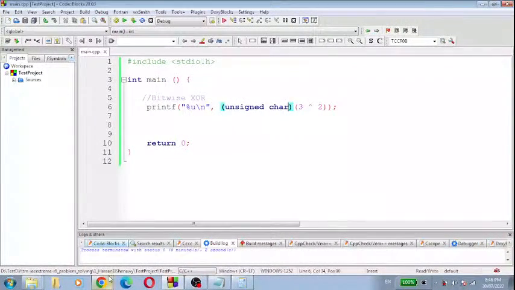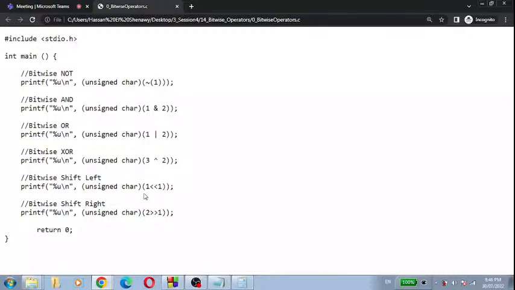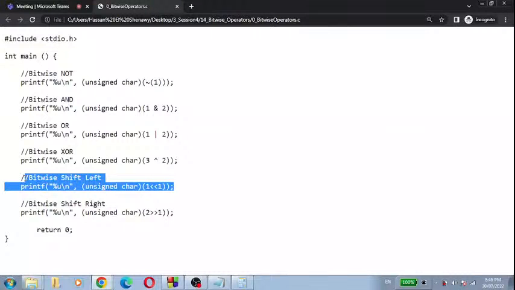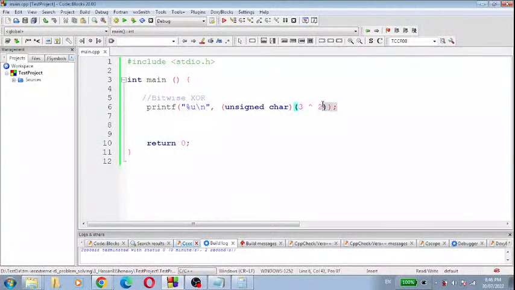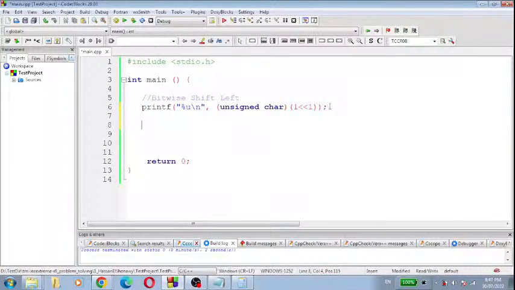You see? Now I'm going to the next operation, which is bitwise shift left. It is written like this. How could I read this? It is read like this: you are going to write a number here.